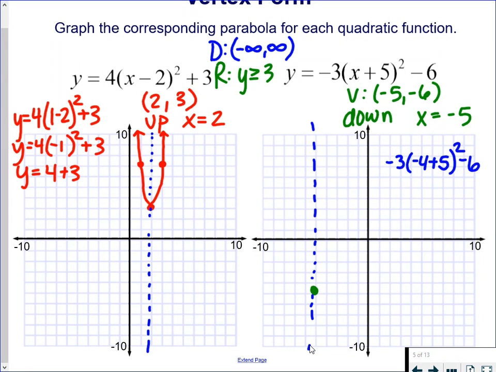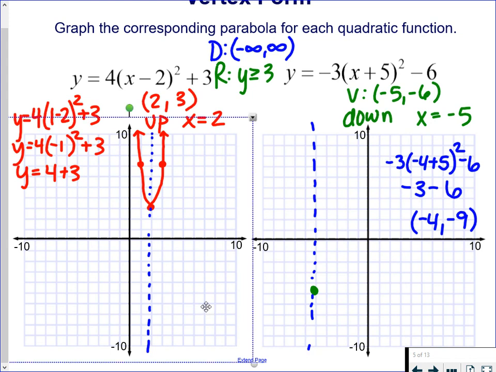-4 plus 5 gets me 1. 1 squared is just 1. Times -3 gets me -3 minus 6. So if I plugged in a -4, I get -9. So I have the ordered pair -4, -9. Okay. So then I can plot that point. -4, -9. Which I think I need to go a little more. It's just off a little bit on calibration.